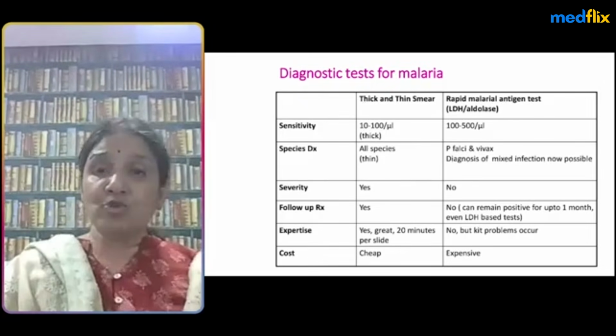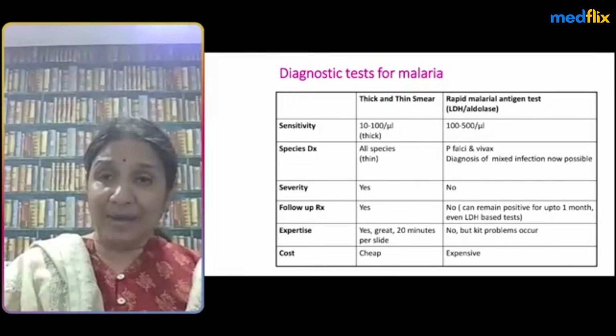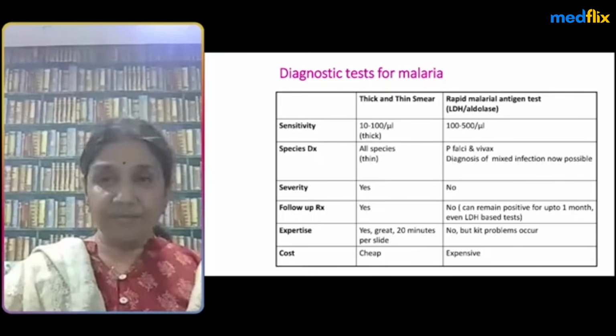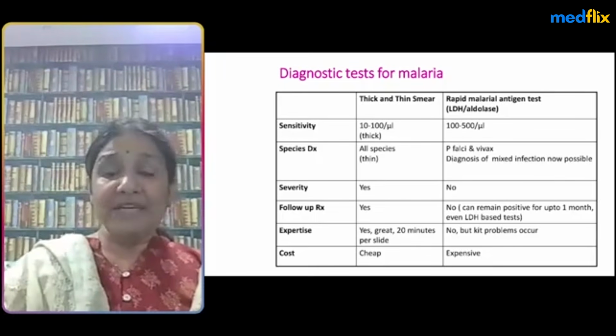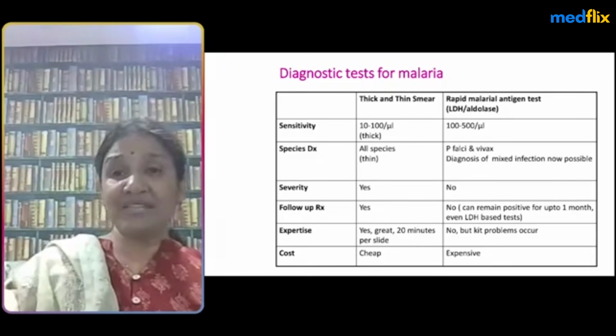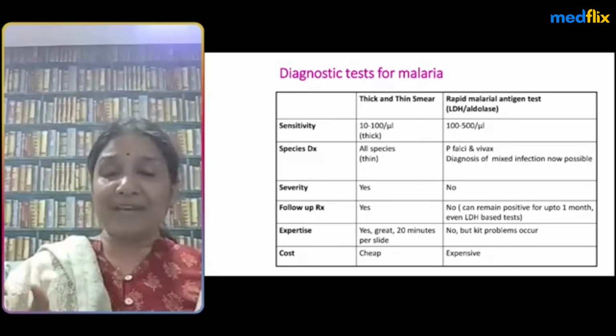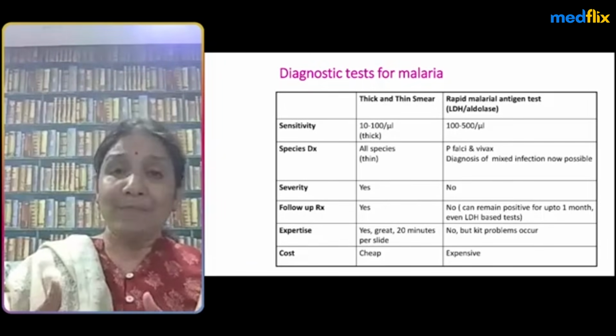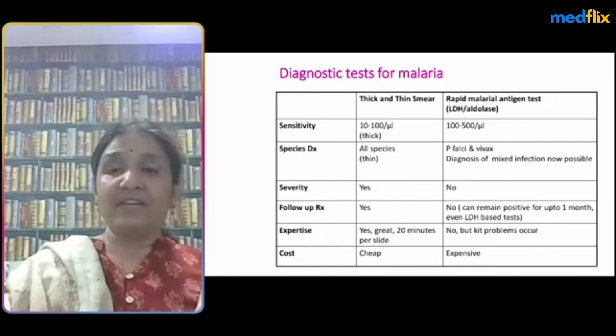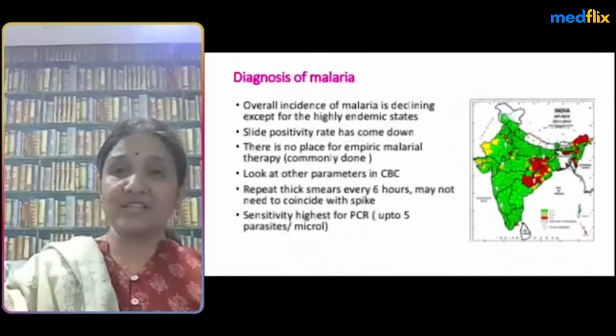Now, earlier they used to say that if you are strongly suspecting malaria and your smear is negative, you keep repeating the smears every 6 to 8 hours. But now you also have the malaria PCR available. So you can do the PCR, because the sensitivity of the malaria PCR is 5 parasites per microliter, and the PCR is thus the most sensitive test.